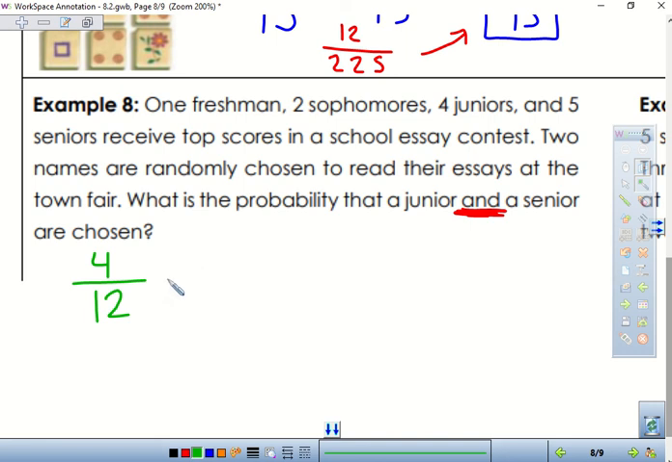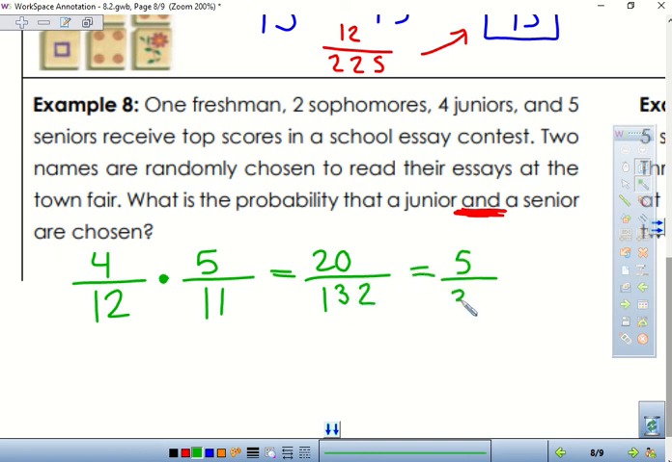Good, so times the number of seniors, which is what? 5 out of how many now? 11. Why did the probability go down in the denominator there? Yeah, we already chose out of the pool, so we're not going to have that person in the pool again, right? So that's going to be 20 out of 132. Wait, what's the 22? Why is it 11?